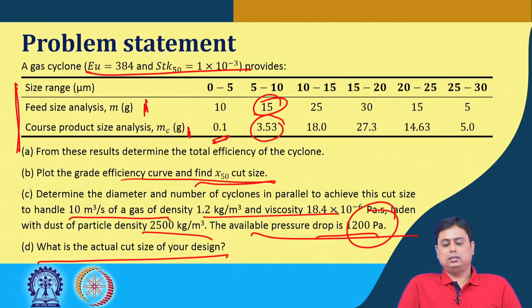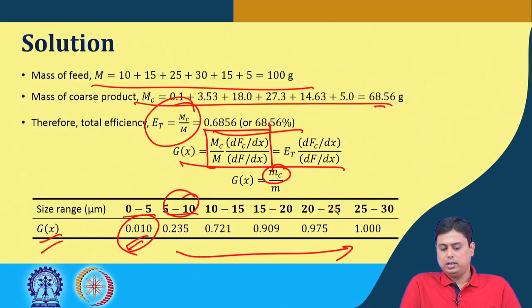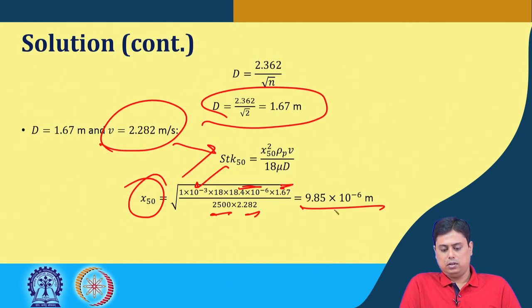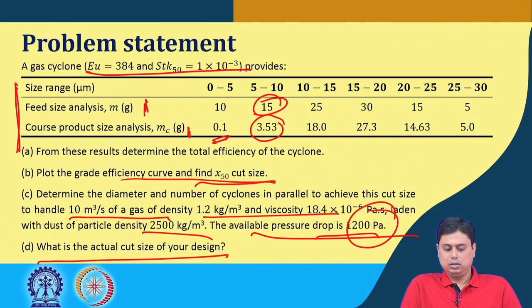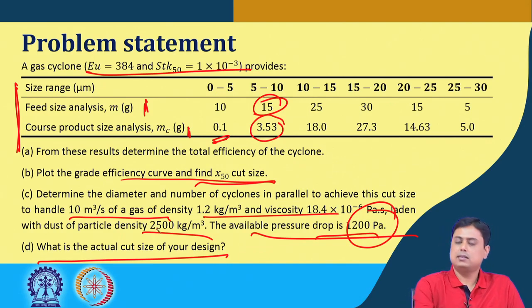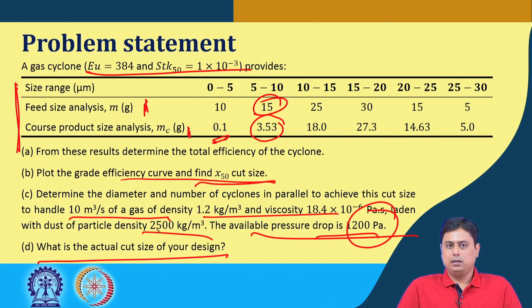will give us a cut size of 9.85 micron for the treatment of 10 meter cube per second of gas having this much of density, this much of viscosity and this much of particle density.